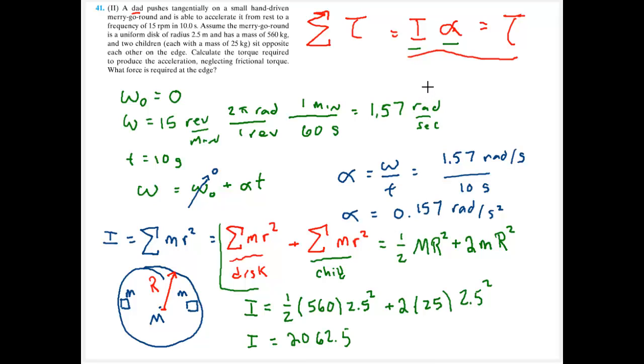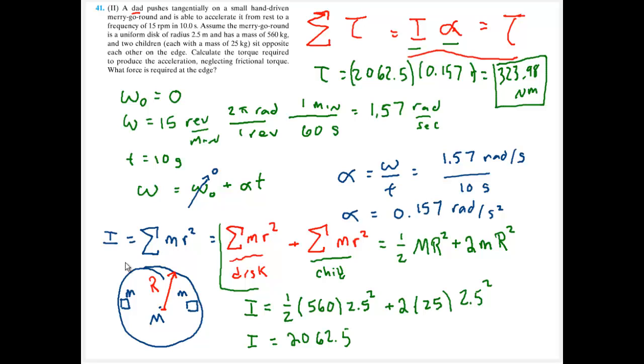Now I know everything that I need to solve for the torque. The torque is going to be the rotational mass, 2062.5, multiplied by the angular acceleration, which is going to be 0.157 radians per second squared. And at the end of the day, I'm going to come up with a torque of 323.98 Newton meters.